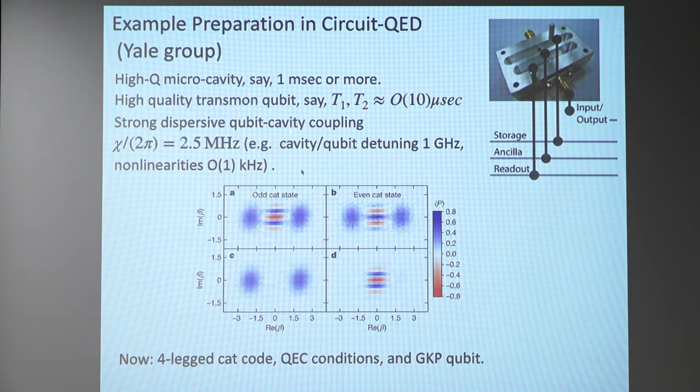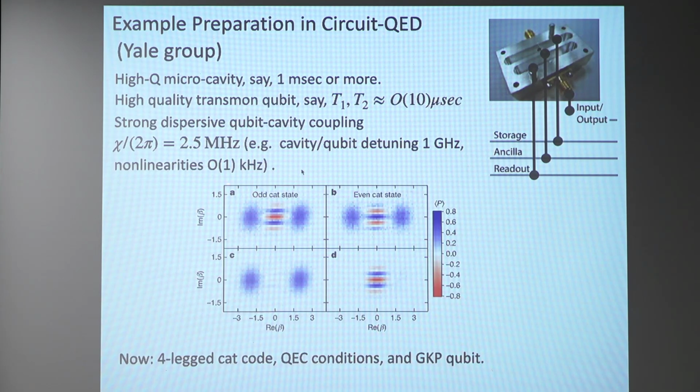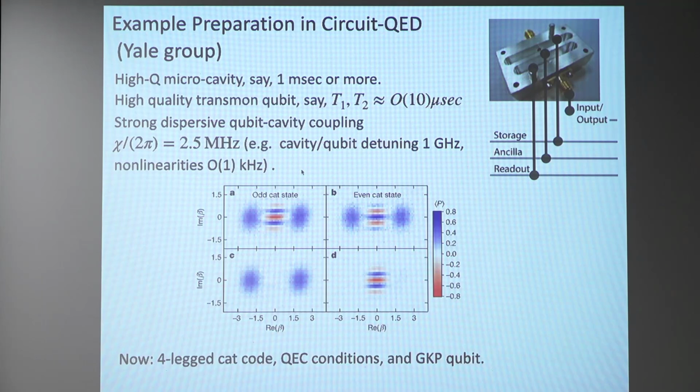Then I have some dispersive coupling. I want to have a fairly strong dispersive qubit-cavity coupling, which is, for example, 2.5 megahertz. You notice this is a factor 1,000 less than the gigahertz frequency at which things are rotated. But the point is, when you have this dispersive coupling, you also get some nonlinearity on the cavity, which is not so ideal. All right, but they can make these kind of odd cat states, even cat states. Okay, so that's in principle something you can use.